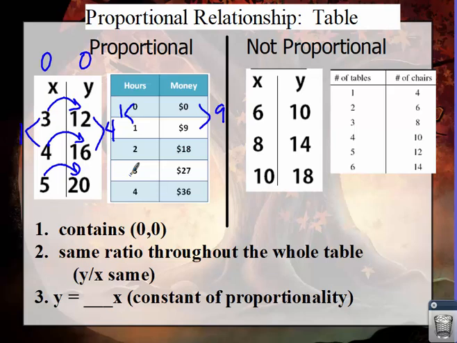So yes, this is proportional. Let's look at some non-proportional. Let's see if we can meet those same conditions. Well, this one doesn't have my 0, 0, so I check it. I look for my pattern.